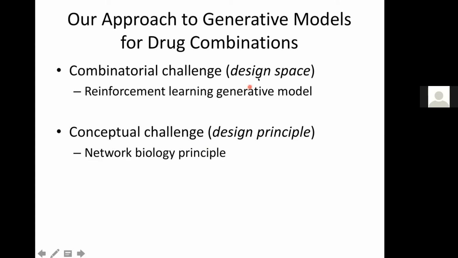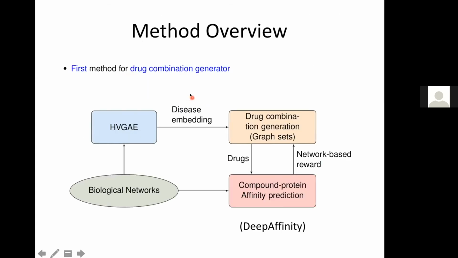To address the first, design space challenge, we introduced the reinforcement learning generative model. And for the conceptual challenge of design principle, we introduce a network biology principle as a reward in the reinforcement learning. So this whole process starts with embedding a disease through hierarchical variational graph autoencoders. Then given the disease embedding, we design drug combinations as graph sets through a reinforcement learning agent. This agent will also query for each generated compound whether it might interact with a protein in the disease module or not. This query is based on our previous DeepAffinity. And the biological networks will again affect this whole process.